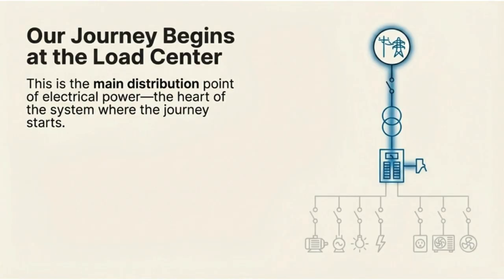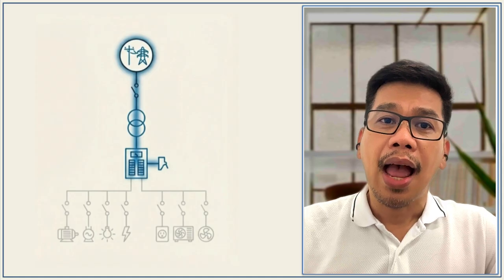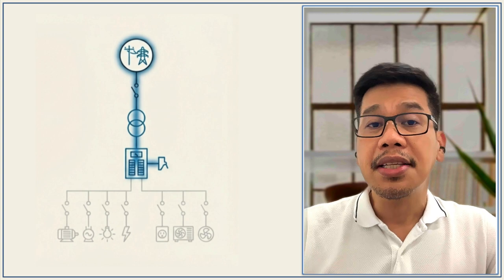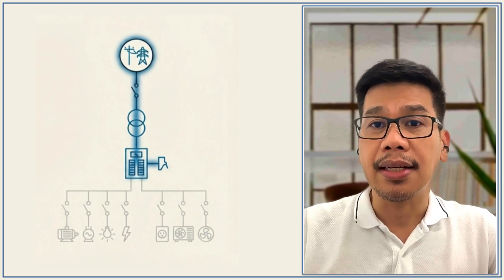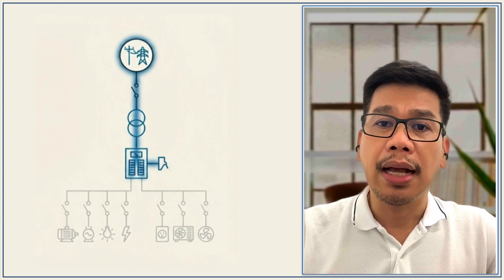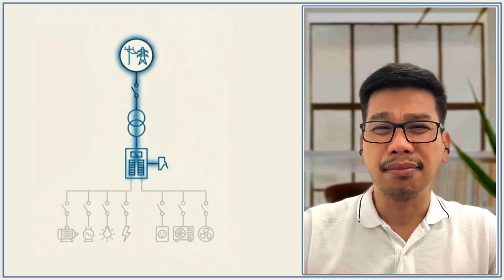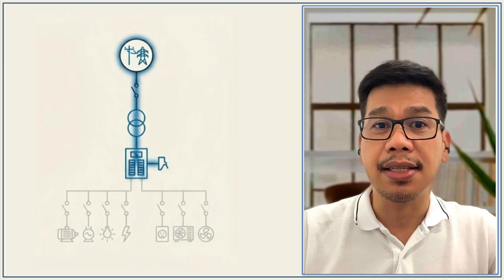Okay? So, when we are reading a one-line diagram, we usually start at the load center or main source. This is the point where electrical power enters the system and is distributed to different feeders. It acts as a central hub, and understanding this starting point is essential for tracing the entire electrical system. Dito nagsisimula ang lahat. Pag nagkakaproblema, dito tayo tumitingin. At pag nagkaproblema, damay ang buong system.